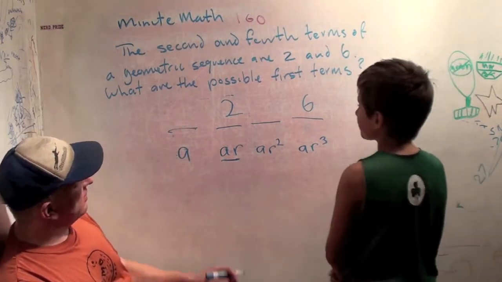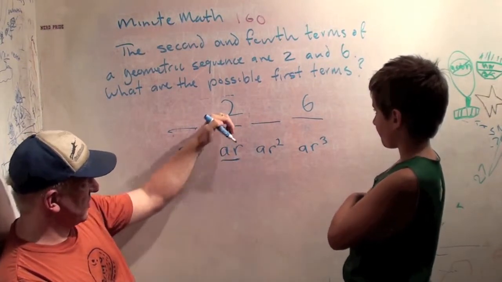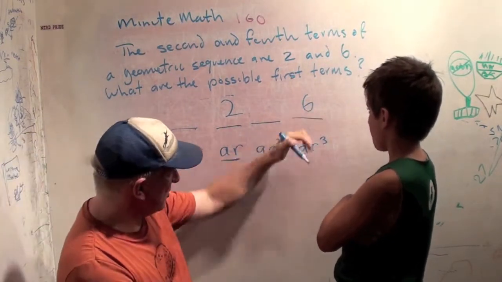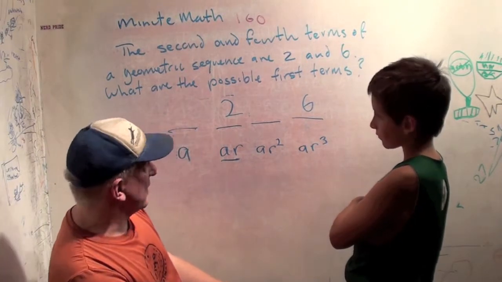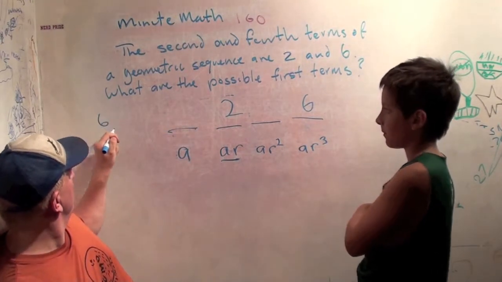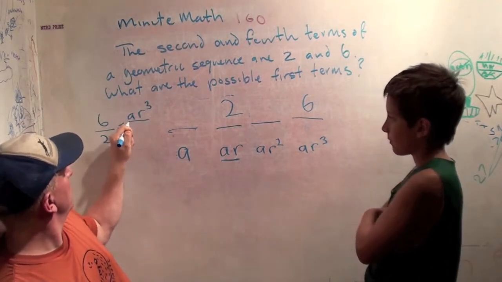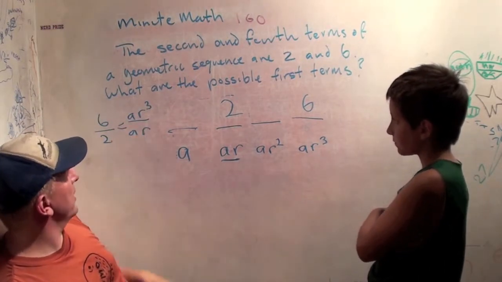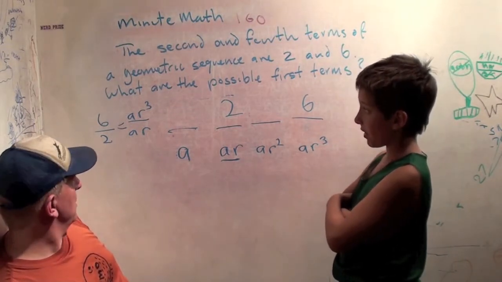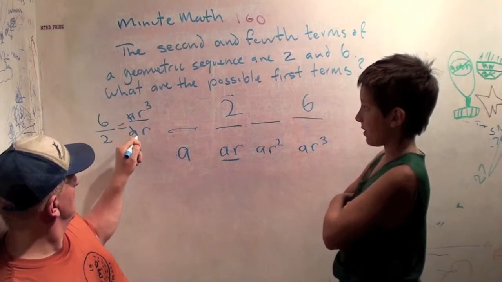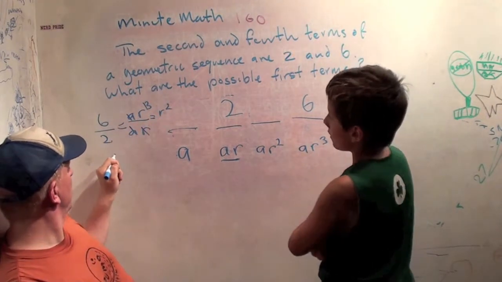Okay, so we have to figure out if we can fill in the gaps here. Well, we know A times R is 2, and we know A times R cubed is 6. So one thing we could do is take a ratio. 6 over 2 equals AR cubed over AR. What can I cancel from that? You can cancel an A and an R, and I'm left with R squared.